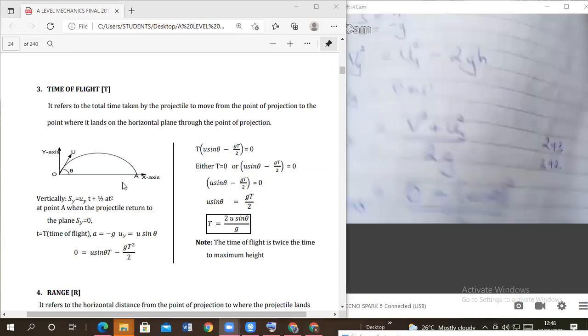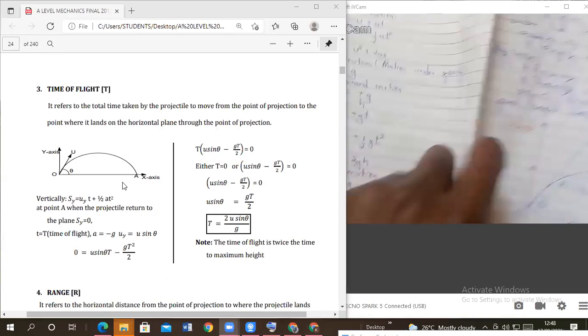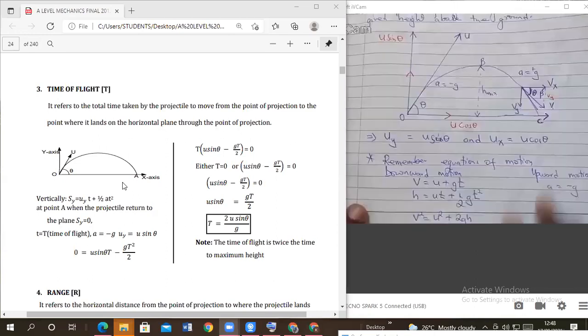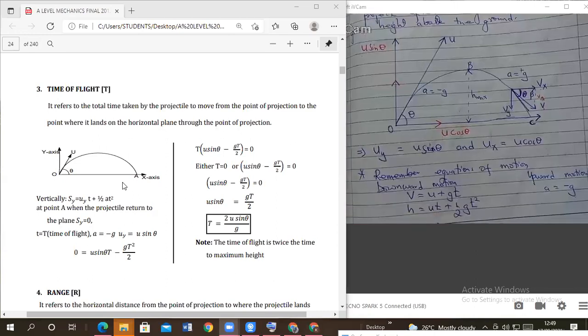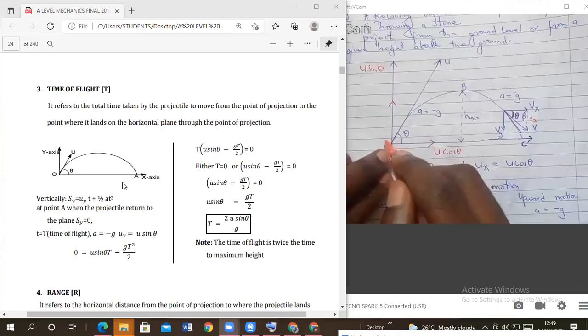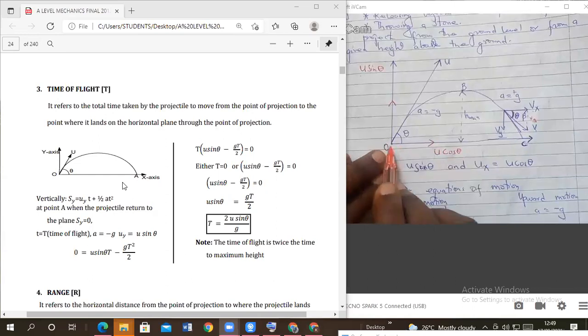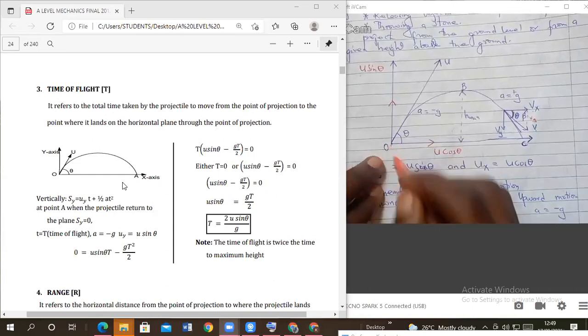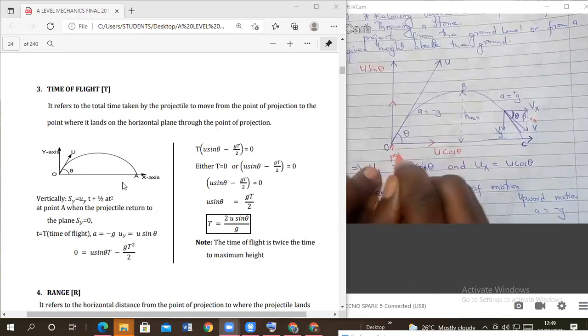So let's look at this. Back to our diagram, what we call the time of flight is the time taken to move from point O, which is the point of projection. This is the point of projection.